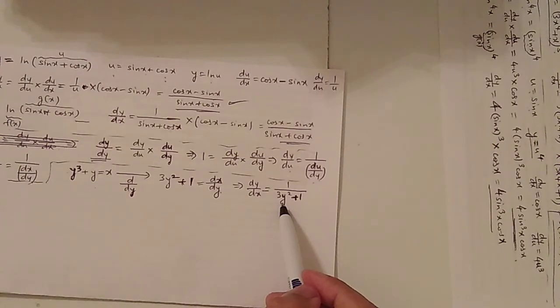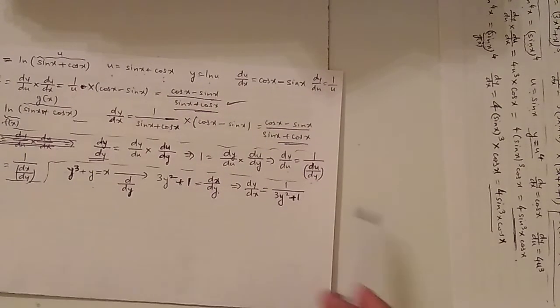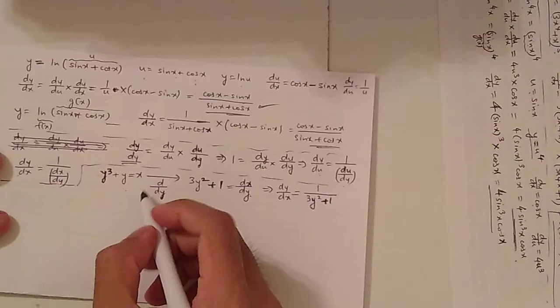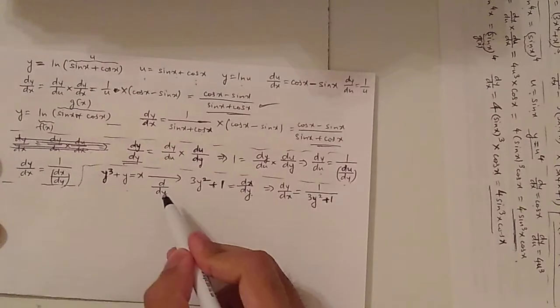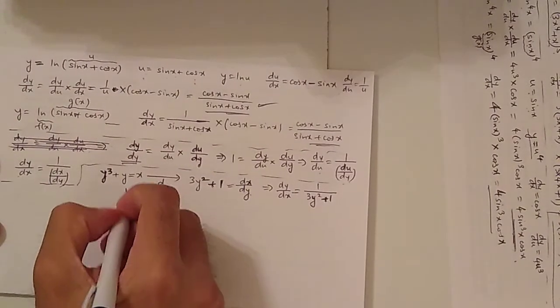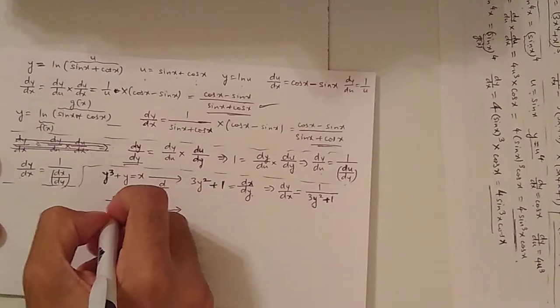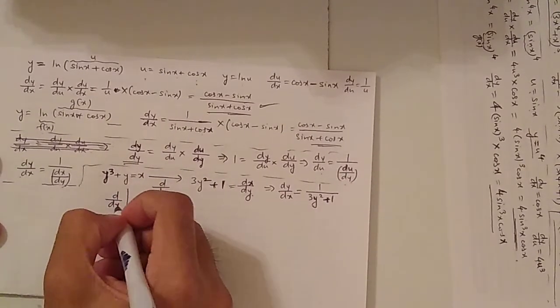If you do introduce any new variables, those new variables need to be removed in the final answer. But as long as you have the original variables y and x in the final answer, it does not make a difference. So in this example, we differentiated with respect to y. Now let's consider the second method. In this method, you're going to differentiate both sides with respect to x rather than with respect to y.